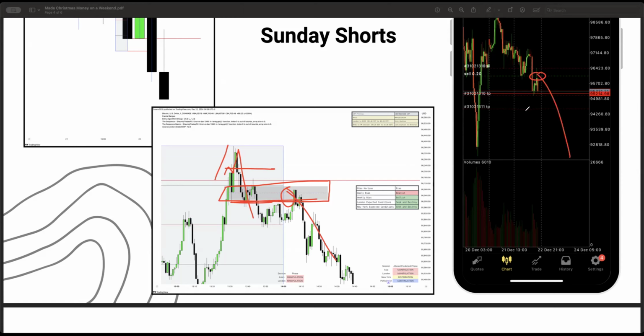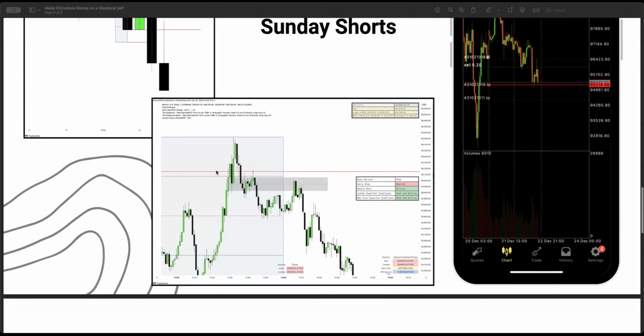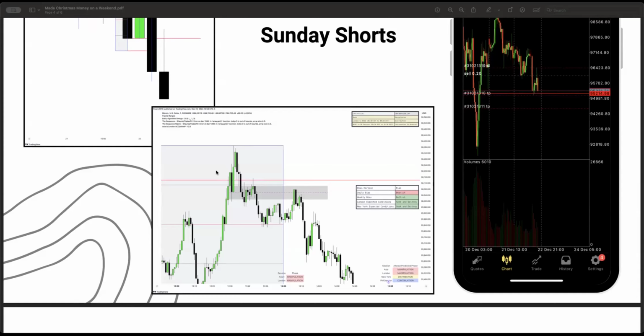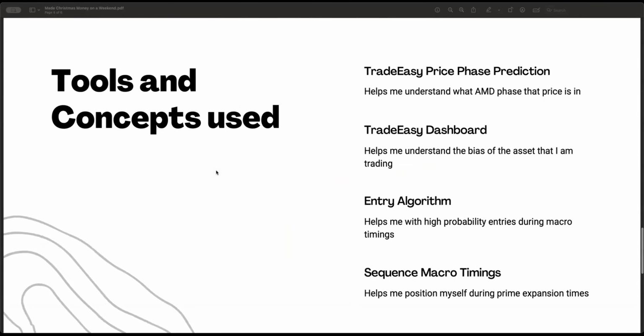And the final take profit I had was the statistical distribution level for the day. And you will see, I will take you to the live charts. You will see that price reversed exactly after hitting the statistical distribution level. This is Trade Easy. This is trading literally made easy.